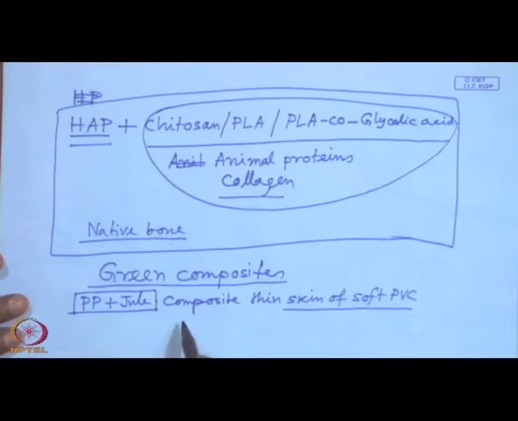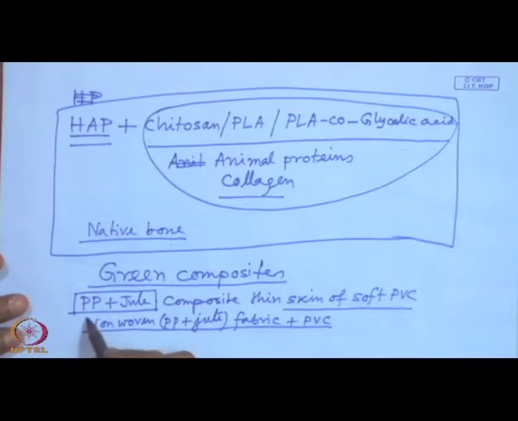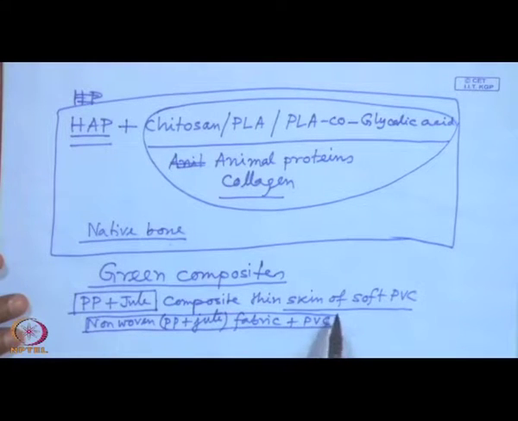They make such composite: they take a non-woven PP jute fabric. Over that they place this PVC skin and apply pressure at elevated temperature, say around 150 to 160 degrees, at which temperature this PP melts and covers the jute fiber and consolidates, forming a very rigid composite, and the surface is covered with this PVC foam skin.